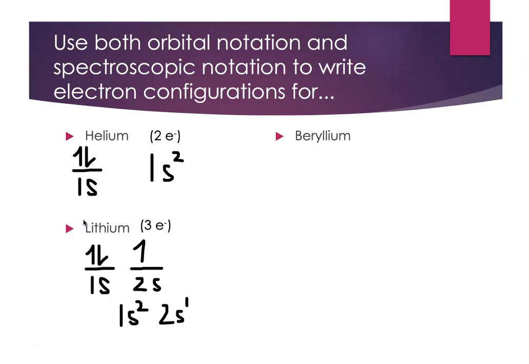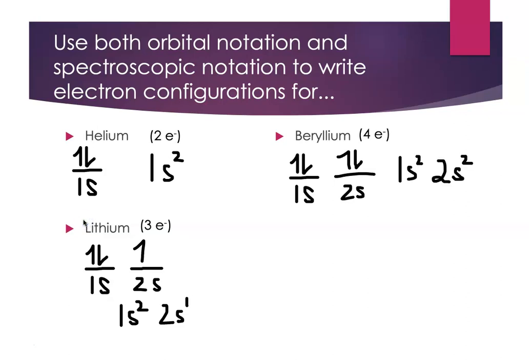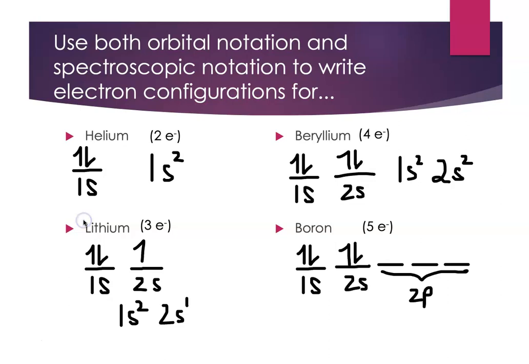If we go on and look at beryllium with 4 electrons, I can completely fill my 1s sublevel, and I can completely fill my 2s sublevel. So I would write 1s2, 2s2 for my electron configuration. And then we can go on to boron with 5 electrons. I can do 2 in the 1s sublevel, 2 in the 2s sublevel. The next sublevel after that is the 2p sublevel. I have to remember it's got 3 orbitals, so I have to draw 3 lines for the 2p sublevel, and I put 1 electron in one of those. And so I would write for my spectroscopic notation 1s2, 2s2, 2p1.